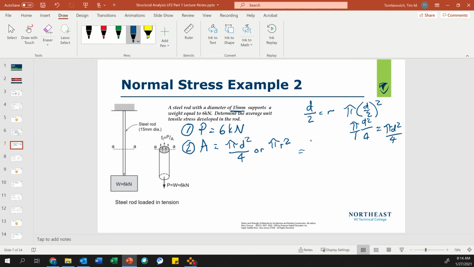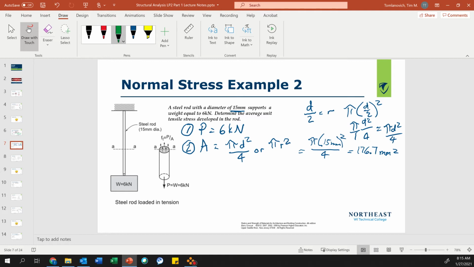So with that, pi times 15 millimeters, squared, divided by 4. My area of my steel rod is pi times 15 squared divided by 4. I get 176.7 square millimeters. Millimeters squared is my area.